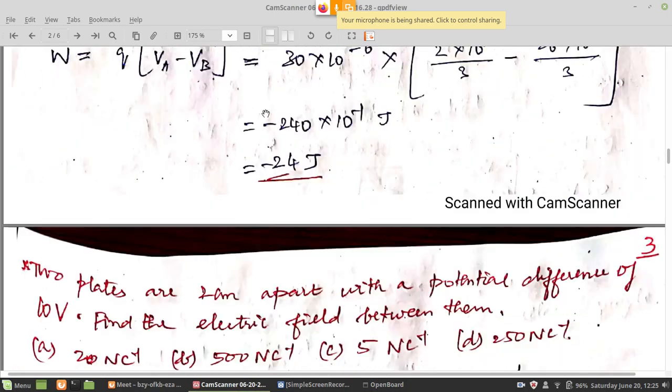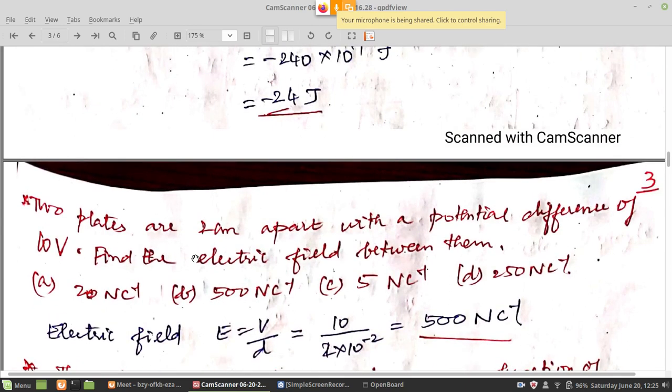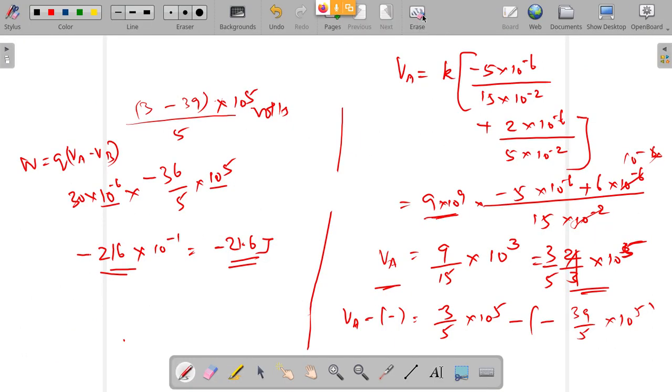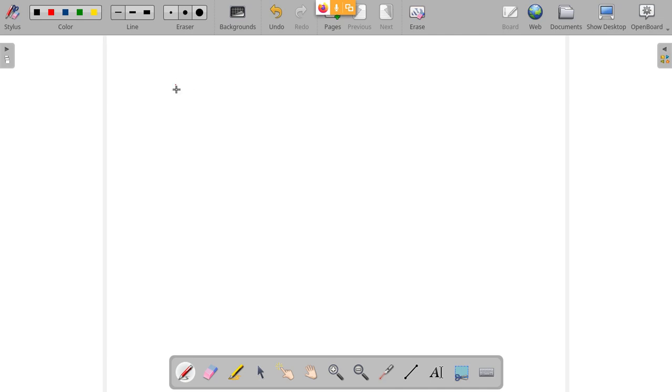The next question is: two plates are 2 centimeter apart with a potential difference of 10 volt. What is the electric field between them? This is a simple one. We know the relationship between electric field and the potential. That is, gradient of potential is electric field. So electric field is nothing but V by D. Here, what is given in the question? Two plates. Presumably one is positively charged, the other one is negatively charged. That they won't give, because there is a potential difference, one must be positive and the other negative.